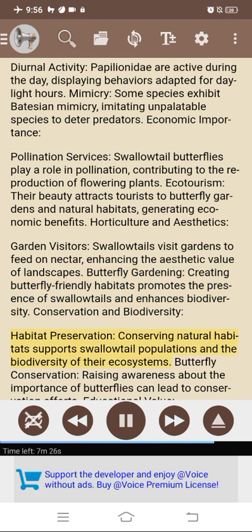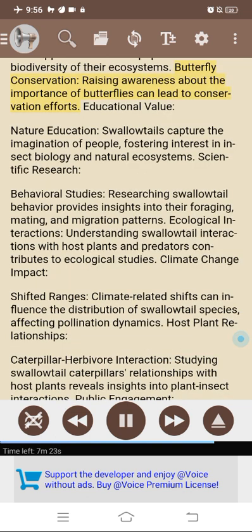Conservation and biodiversity. Habitat preservation: conserving natural habitats supports swallowtail populations and the biodiversity of their ecosystems. Butterfly conservation: raising awareness about the importance of butterflies can lead to conservation efforts. Educational value. Nature education: swallowtails capture the imagination of people, fostering interest in insect biology and natural ecosystems.